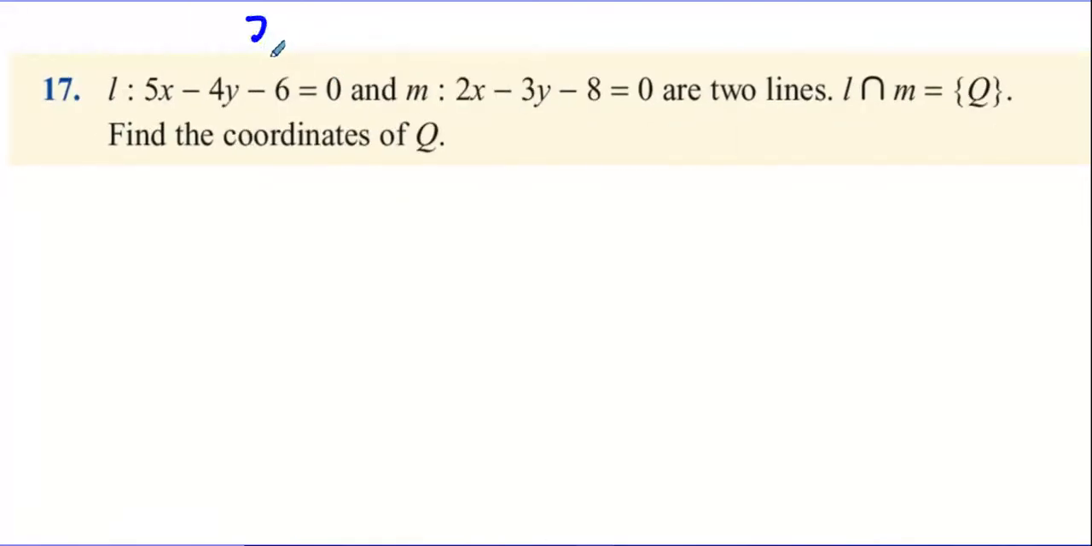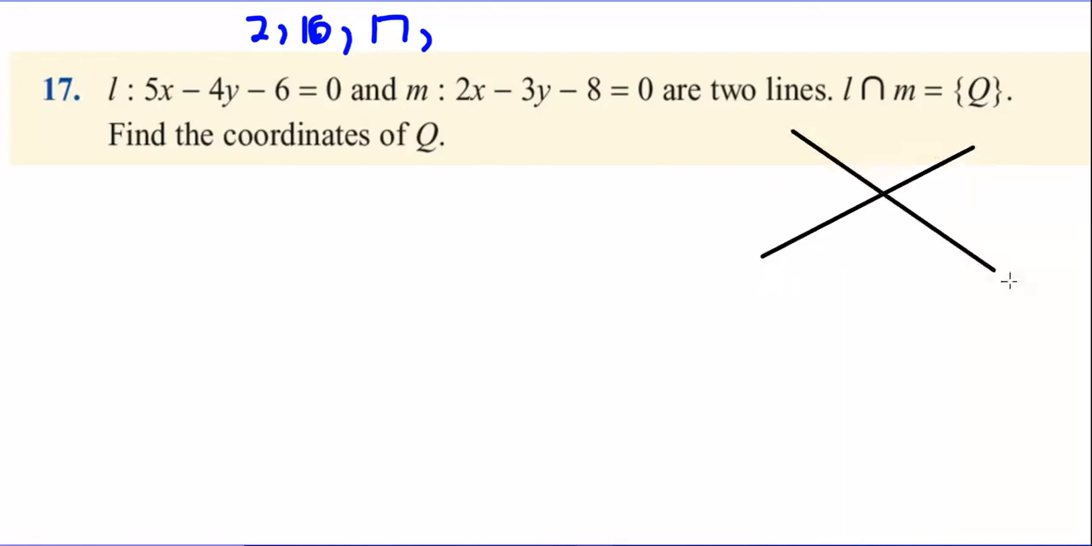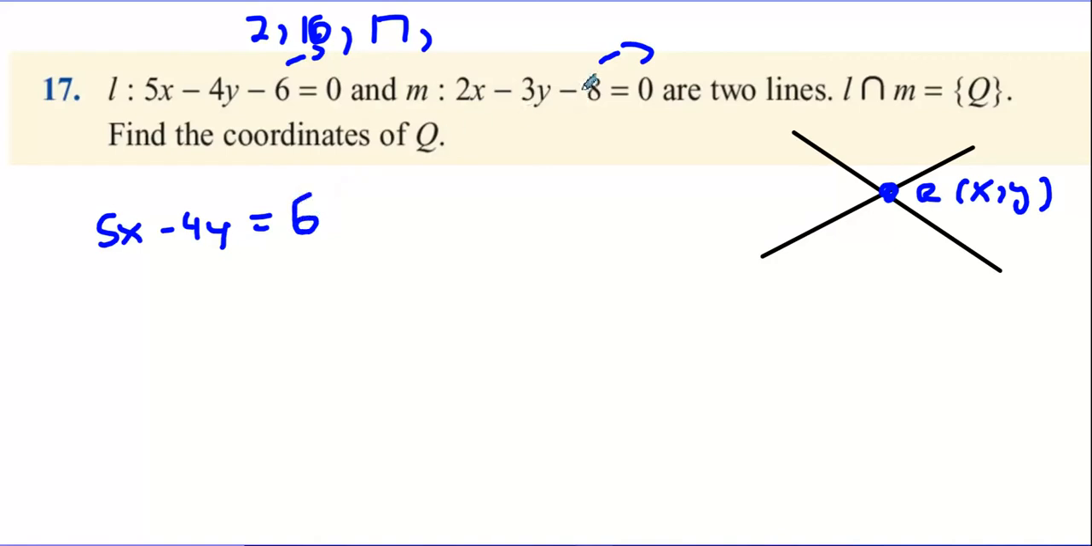Apparently you're doing 17 and 18 as well. So 17 is the same question as the last one, guys. There are two lines and they intercept each other at the point Q, where Q is represented by an x and a y coordinate. We're going to do simultaneous equations, which is going to be 5x minus 4y equals 6. And the other one is going to be 2x minus 3y equals 8. And then we're going to solve this simultaneous equation.